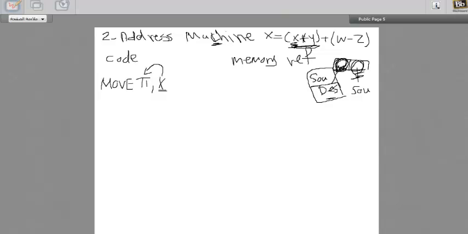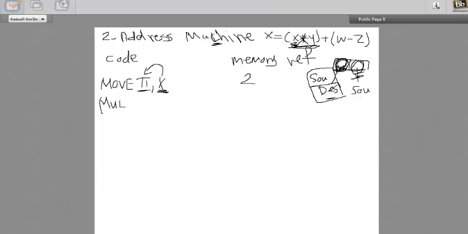Now the next step, we need to multiply it by y. So straight away we say multiply by y. Here, how many times do we need to access the memory? Twice. One to get the value of x, and one to store it to t1.